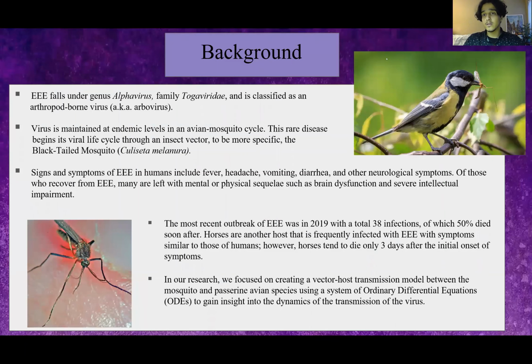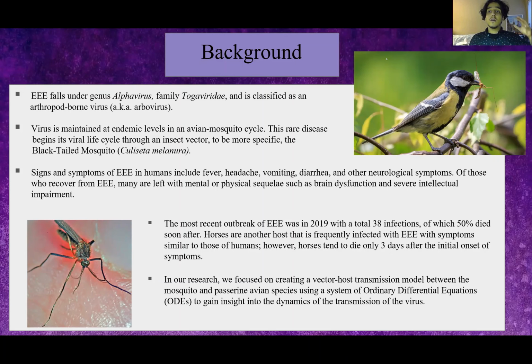So a little bit of background to the virus is that it falls under the genus Alphavirus and under the family Togaviridae. It is considered an arthropod-borne virus, aka an arbovirus, meaning that it is spread by arthropods, in our case, mosquitoes. So the virus is actually maintained at an endemic level between avians and mosquitoes.